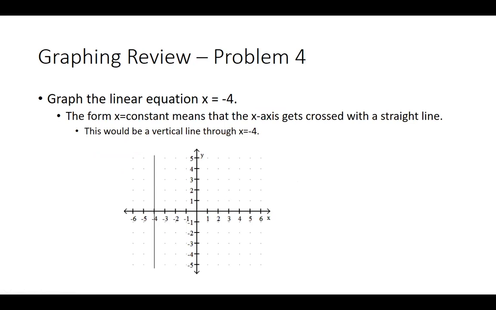In number 4, we want to graph the linear equation x equals -4. Now, the form x equals constant means that the x-axis gets crossed with a straight line. If it was y equals constant, that would be the y-axis getting crossed with a straight line. But since the x-axis is going to get crossed with a straight line, this would be a vertical line through x equals -4. And that's all there is to graphing that.